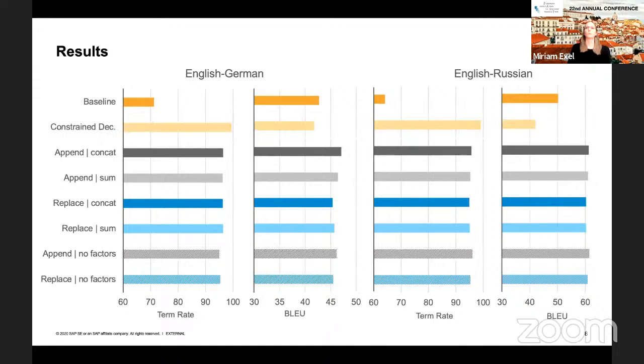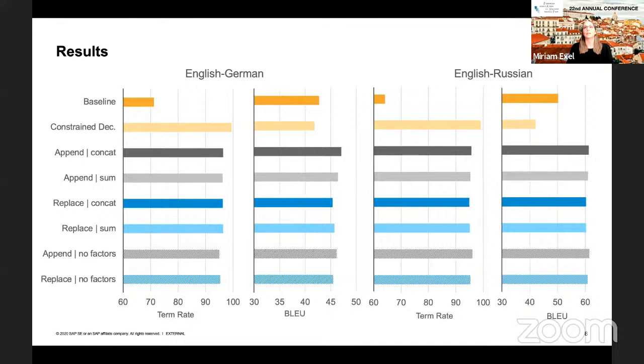And then finally, we also compare against constraint decoding. Here we observe that even though constraint decoding reaches really, really high term rates, here as well, the translation quality really suffers according to BLEU here and even more here for Russian. So here the quality that we can achieve with the append and replace method clearly is superior. The decrease in BLEU score here confirms observations that have been made in the literature before. And then in addition, it's important to note also that the constraint decoding for us led to an approximate 6-fold increase in translation time, whereas for the append and replace method, there is no such impact.